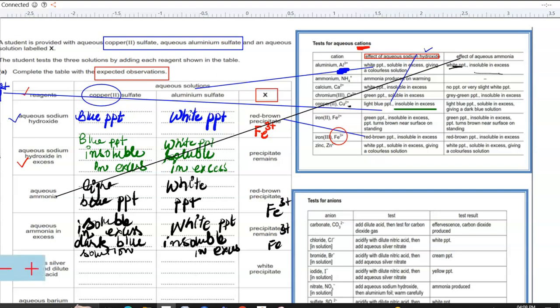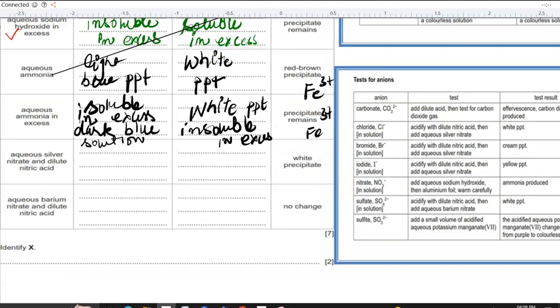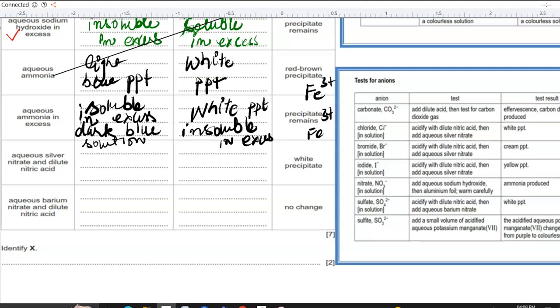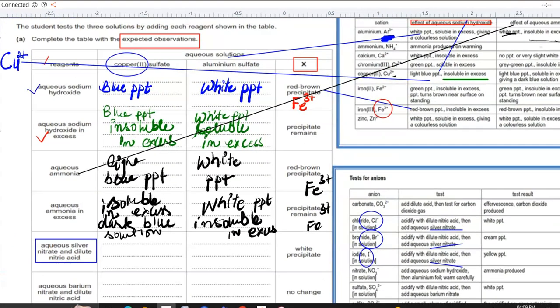Now come to the next part of the question. Now you can see when you add silver nitrate. So what are they talking about? They're talking about aqueous silver nitrate and dilute nitric acid. Where is silver nitrate? Acidify with dilute nitric acid, then silver nitrate. Here you have silver nitrate. But silver nitrate is meant to identify chloride, bromide, iodide. And in this case, the only anion given here is sulfate. And you don't know about X, you just have the observation.